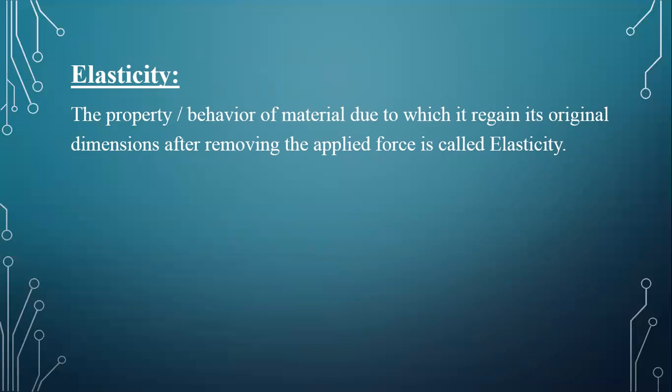And sometimes we apply force but the system is not able to restore or retrace its original dimension. Then this property is called plasticity. कि अगर सिस्टम अपनी ओरिजिनल डायमेंशंस रीस्टोर नहीं कर पाता तो उसको प्लास्टिसिटी कहेंगे. But if it restores its original dimensions then it is elasticity.